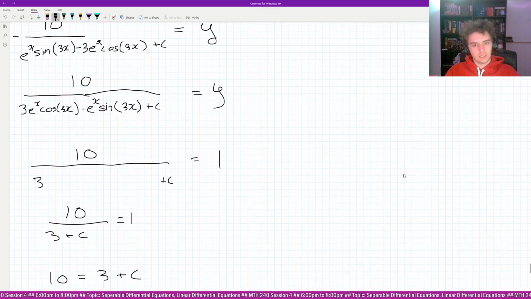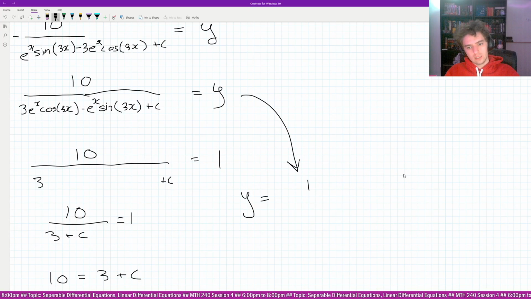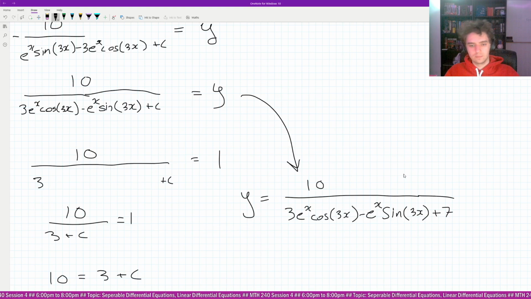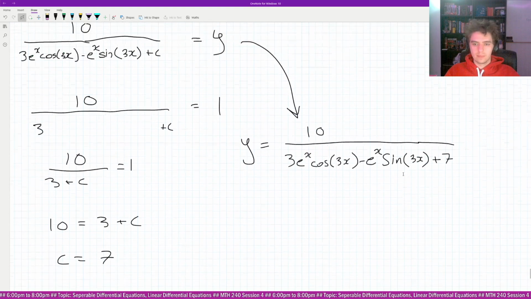So our final answer is y equals 10 over 3 e to the x cos 3x minus e to the x sine 3x plus 7. And that's the final answer.